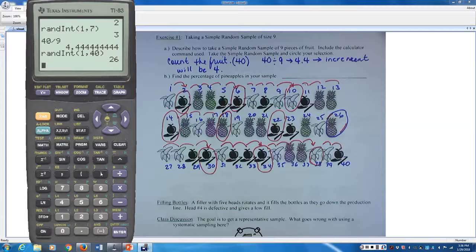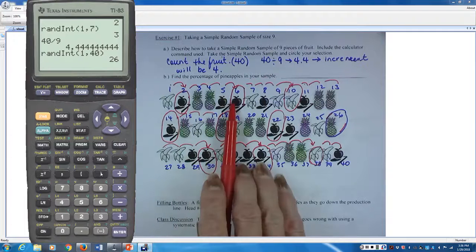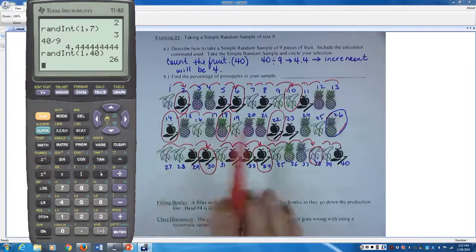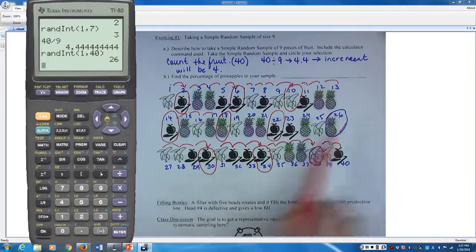How many pieces of fruit do I have? 1, 2, 3, 4, 5, 6, 7, 8, 9. I actually wound up with 10. I rounded down to the 4. If I had rounded up to 5, I would have gotten probably the 9 that I wanted.